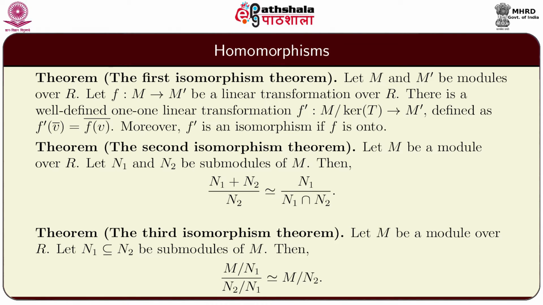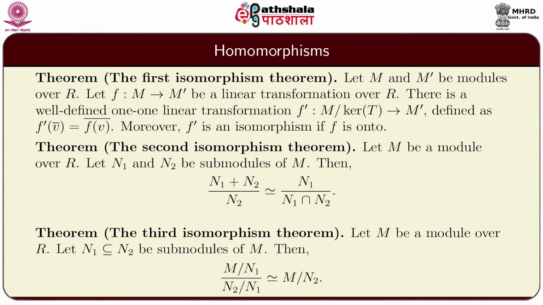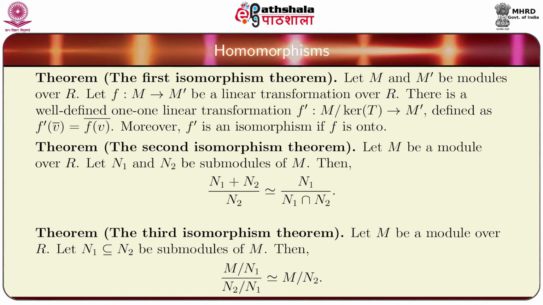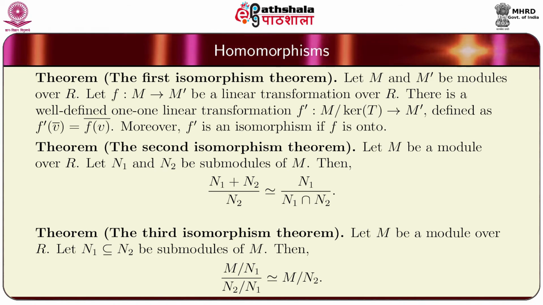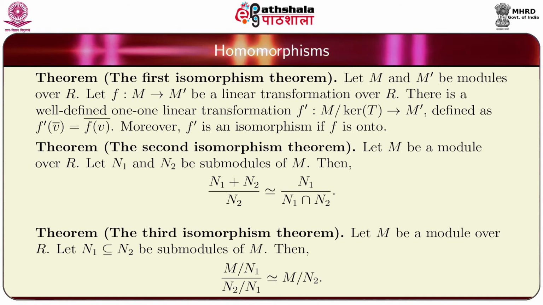The usual isomorphism theorems, like for quotient vector spaces. So, the first isomorphism theorem says the following: let M and M dash be modules over R, let F from M to M dash be a linear transformation over R. There is a well defined 1-1 linear transformation F dash from the quotient module M mod kernel of F to M dash, defined as F dash of v bar is equal to F v. Moreover, F dash is an isomorphism if F is onto.